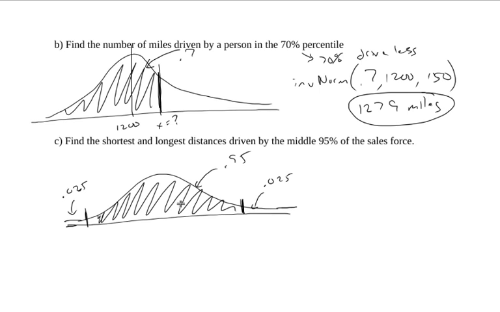When you're talking about the middle 95%, you kind of have to do this. You have to use your complement rule and then divide that by 2 to figure out what each of the tails should end up being. So if I'm trying to find out the shortest and longest lengths driven here, that means the area to the left of this cutoff is 0.025. So I know the area to the left. I'm trying to find the cutoff, which means I want inverse norm. 0.025, 1,200, 150. That'll give us this number.